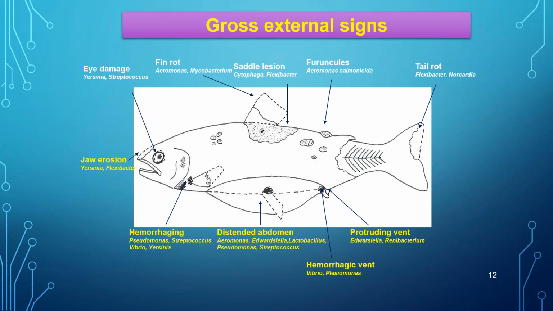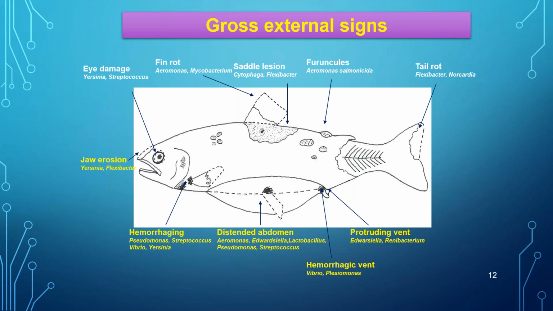For the eye damages, Yersinia and Streptococcus are the tentative or probable infectious agents. These are all bacterial agents that I have mentioned. So if these external signs are seen, these agents are the probable ones. I'm not saying these will be the confirmatory ones, but these are the probable agents responsible for such external signs. Like for the eye damages, it's Yersinia and Streptococcus.